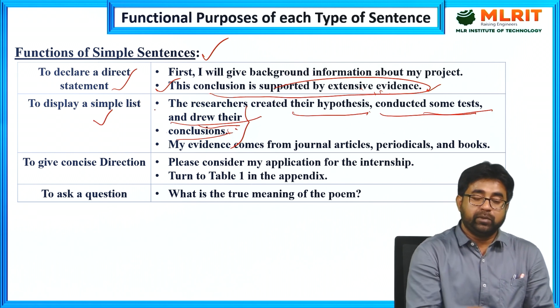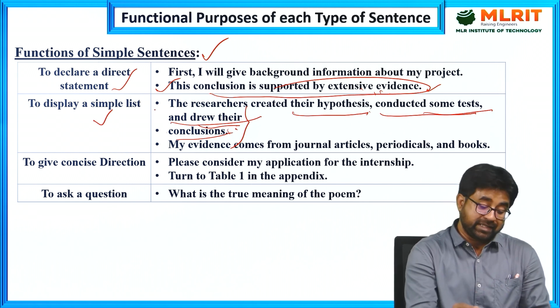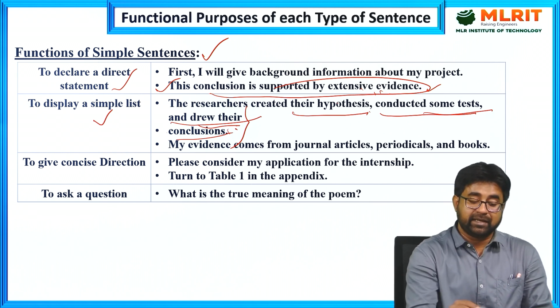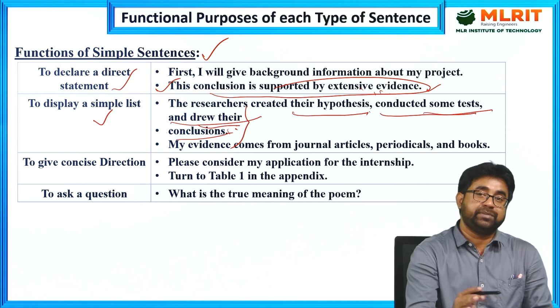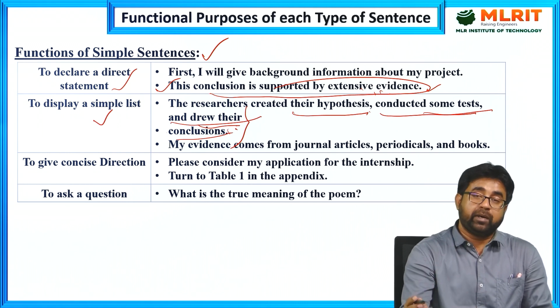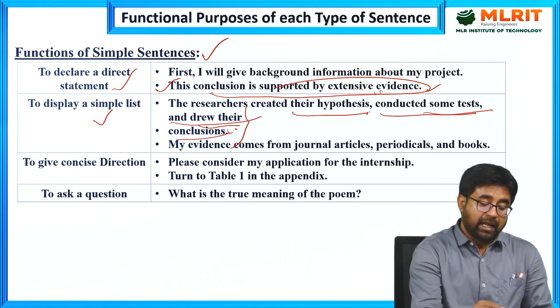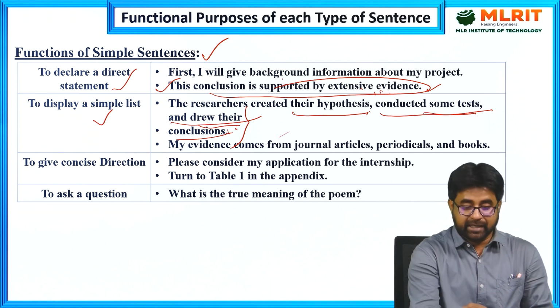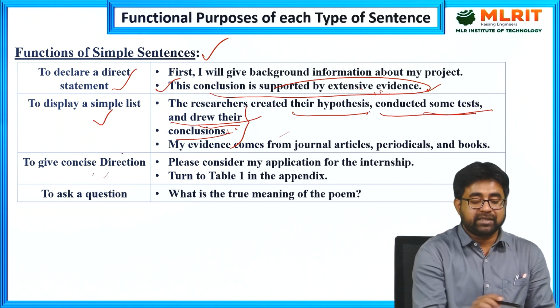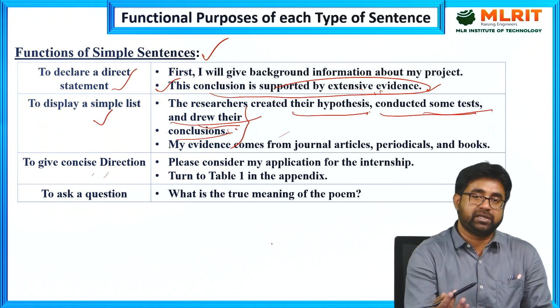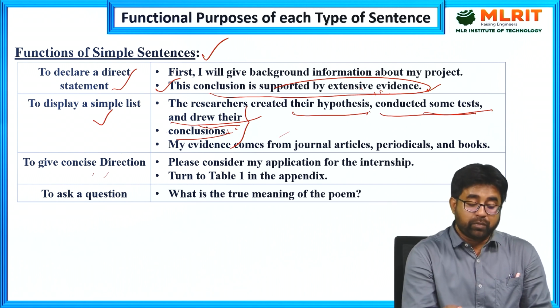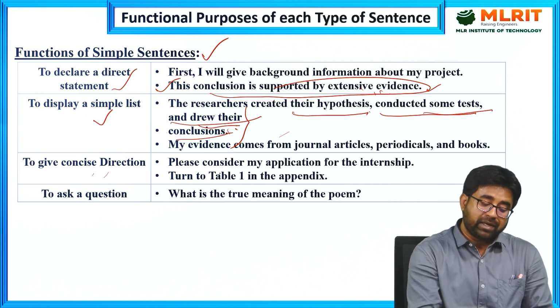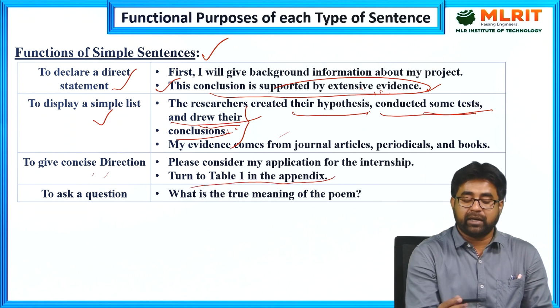So what I'm doing, I'm using a simple sentence here. By simple sentence, you can see each of these sentences, you'll find only one subject and verb combination or pairing, and that is called an independent clause. Only one independent clause is there in all these sentences to give concise direction. Whenever we give direction, we normally use what? Simple sentence. Turn to the table number 1 in the appendix.